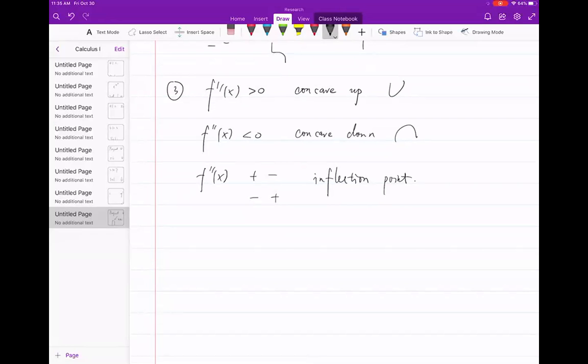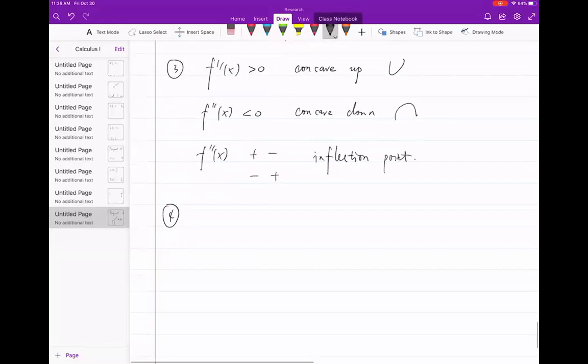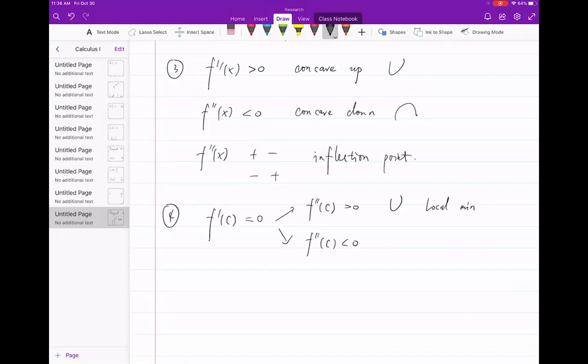Okay. Finally, we have something called the second derivative test. It's very simple. If f prime c equals 0, we check further. If the second derivative is bigger than 0, meaning concaving up, we have a local min. Less than 0, concaving down, we have a local max. It does the same thing we do here.